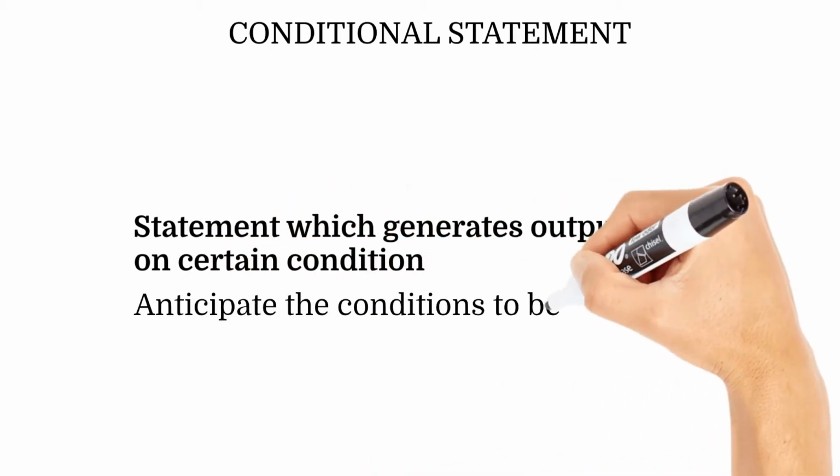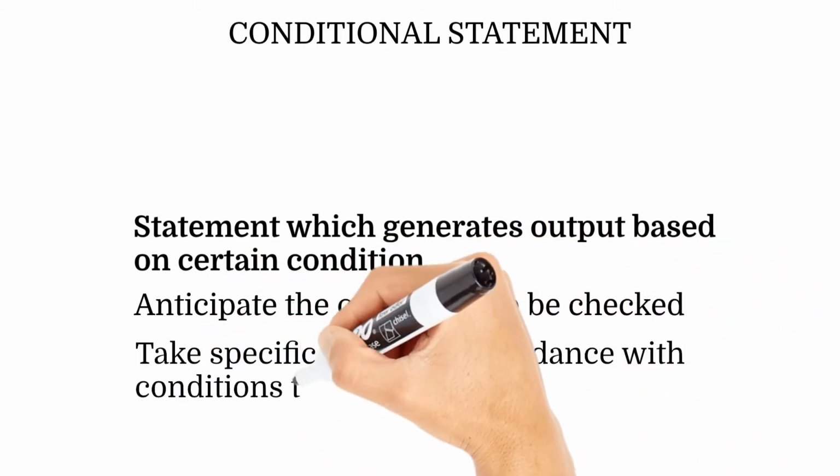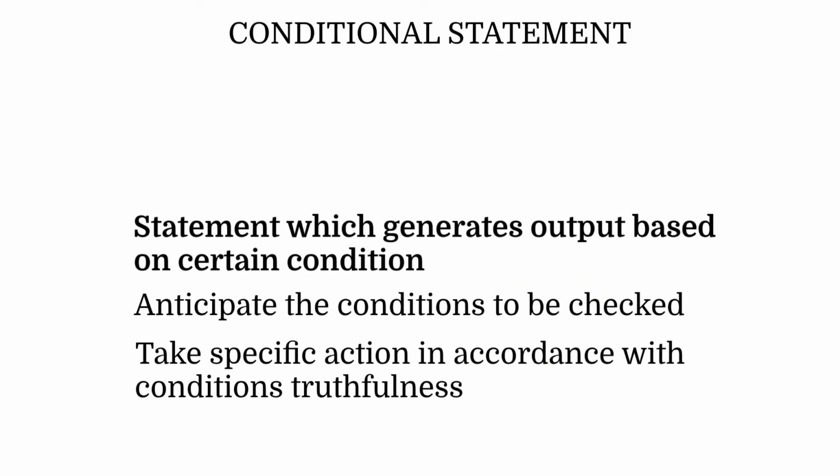Sometimes, or to be honest, most of the time, we may be required to generate the output based on certain conditions. In such cases we can use the conditional statement to write our expressions, in order to get the desired results. So, conditional statements are used for decision making, where we anticipate the conditions to be checked during execution of the program, and take specific actions in accordance with the condition's truthfulness.